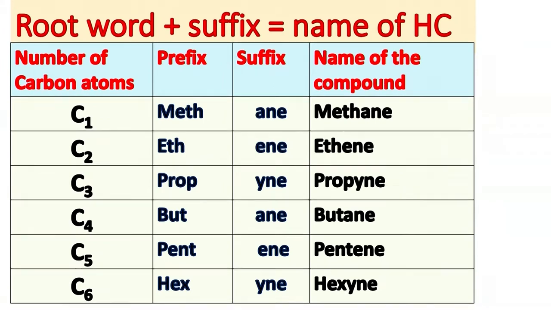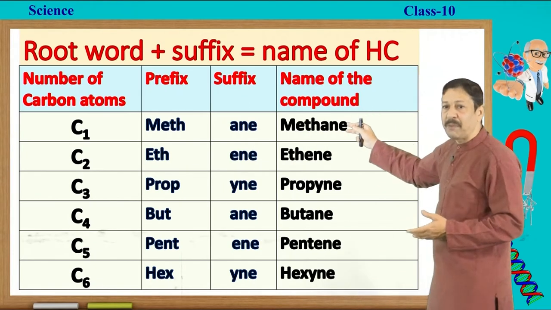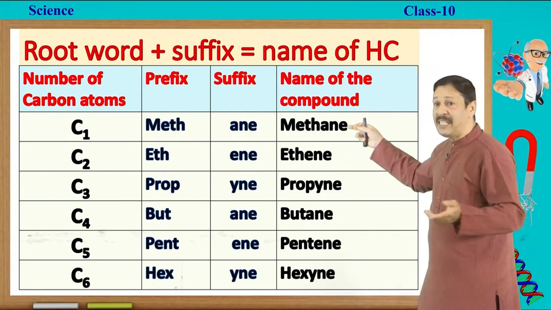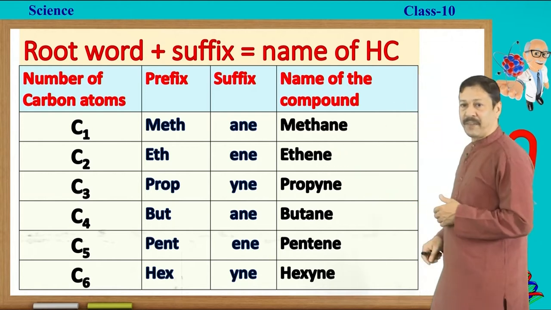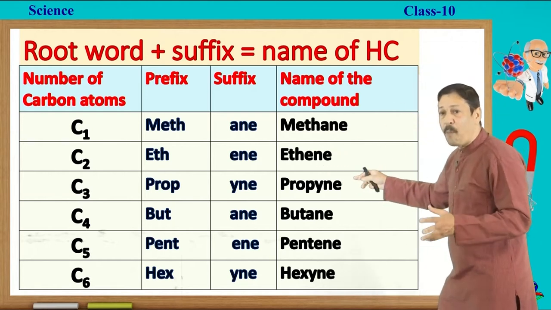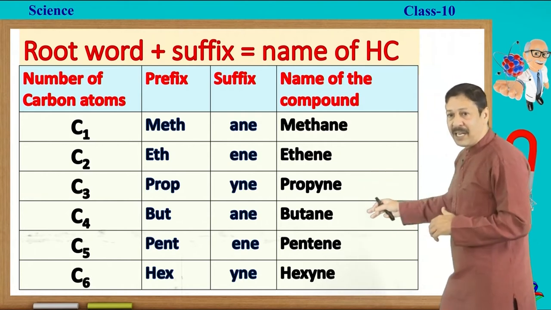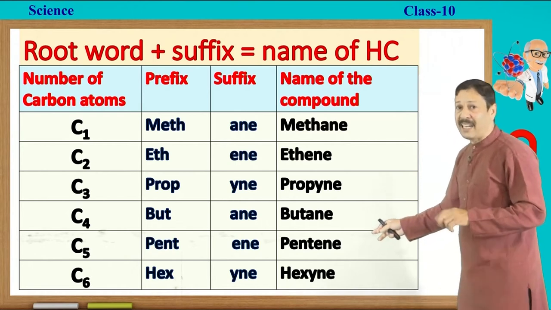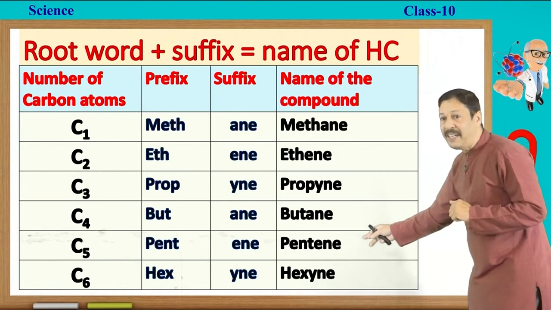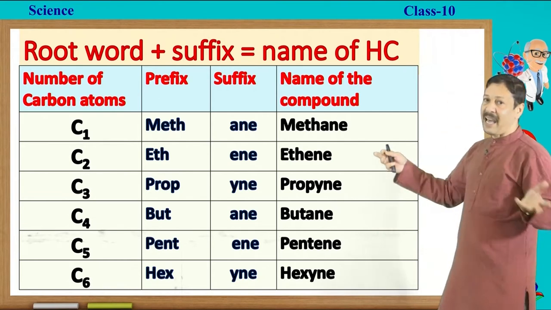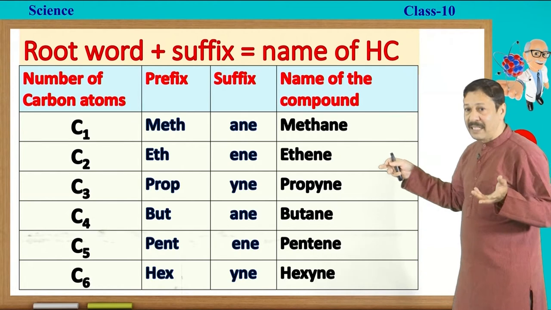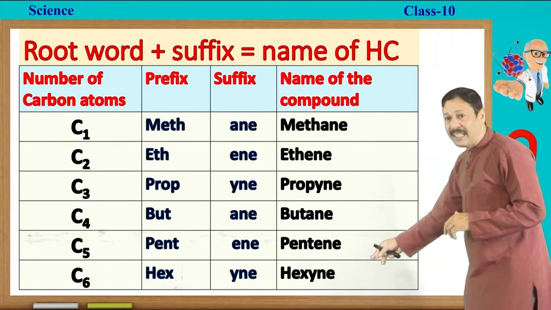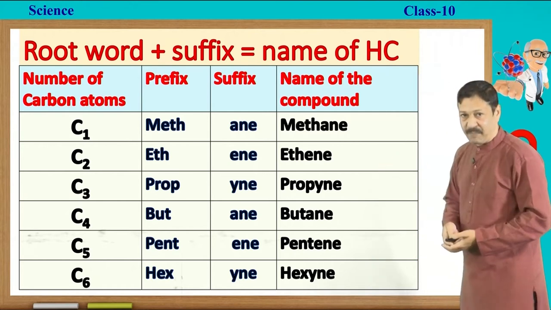If the carbon number is 1, then the name of the hydrocarbon is methane. If it is 2, the name starts with eth. If it is a double bond, ENE. If it is a triple bond, YNE, prop plus YNE, propyne. Similarly, but plus ANE, butane. Similarly, pent plus ene, double bond, alkene, so pentene. Then finally, hex, 6 carbon atoms, ENE means double bond, ANE means single bond, here triple bond, so YNE.